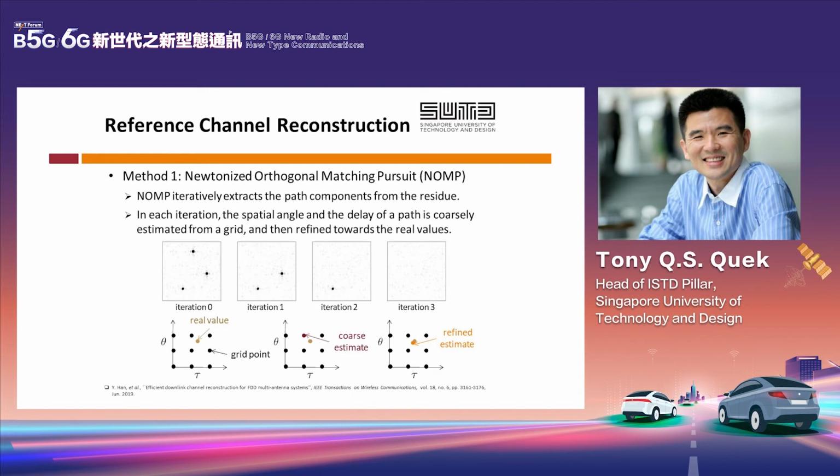There are two ways of doing it. One is very popular in compressed sensing or sparse signal processing. One is to use NOMP, Newtonized orthogonal matching pursuit. The whole idea is to iteratively extract the path components from the residue in a greedy manner. In each iteration, the spatial angle and the delay of a path is first coarsely estimated from a grid. Then you do refinement. So this is one way of doing it.